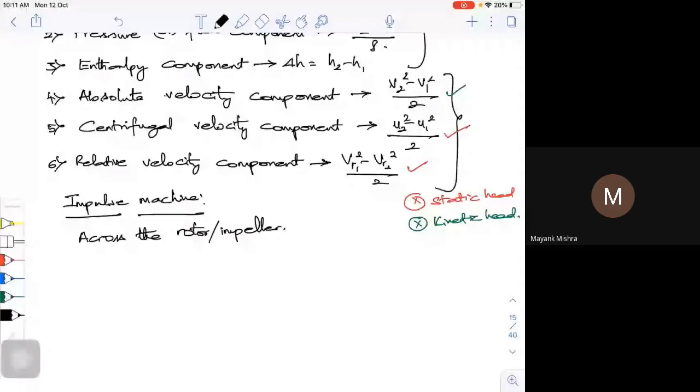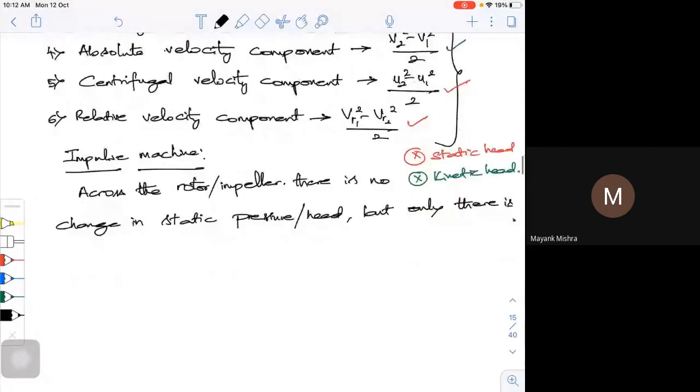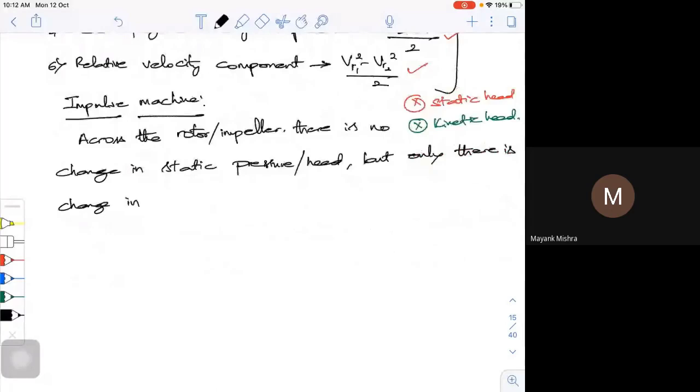There is no change in your static pressure or static head, but there is only a change in kinetic energy. That is delta KE.